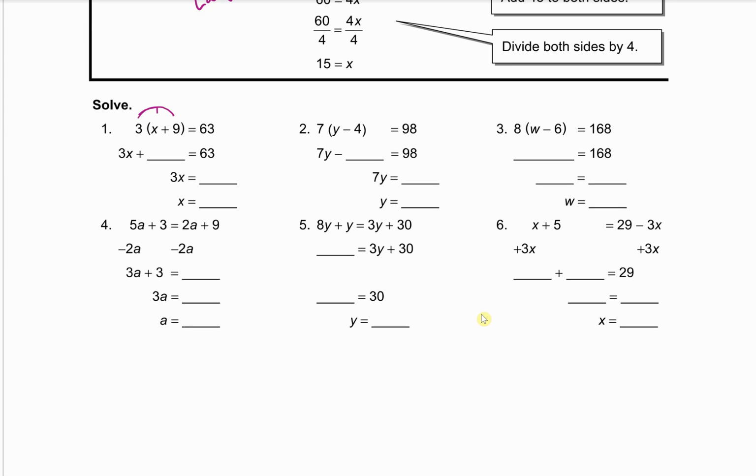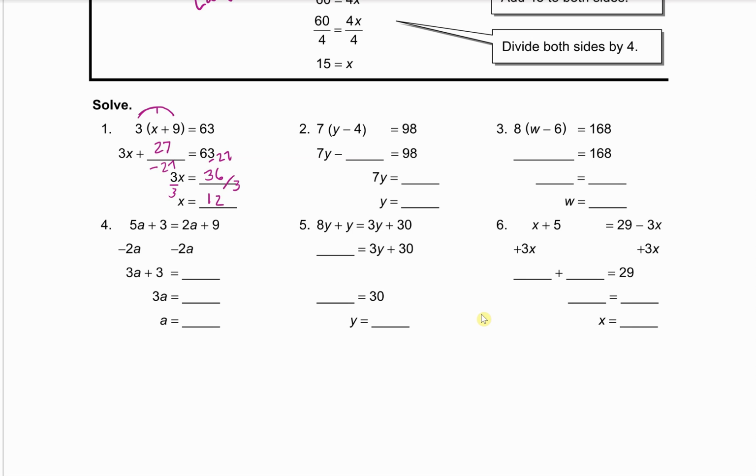So 3 times x is 3x, and 3 times 9 is 27. I'm going to subtract 27. And reach for my calculator here. 63 minus 27 is 36. And then I'm going to divide by 3. 36 divided by 3 is 12.